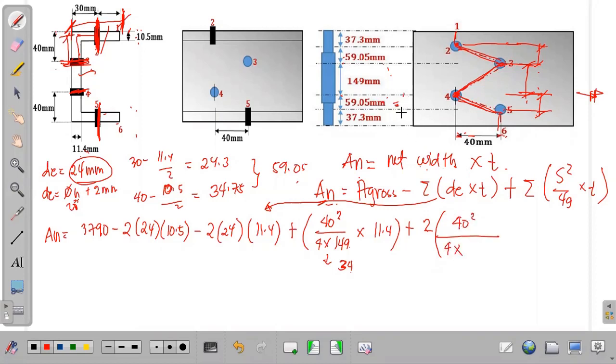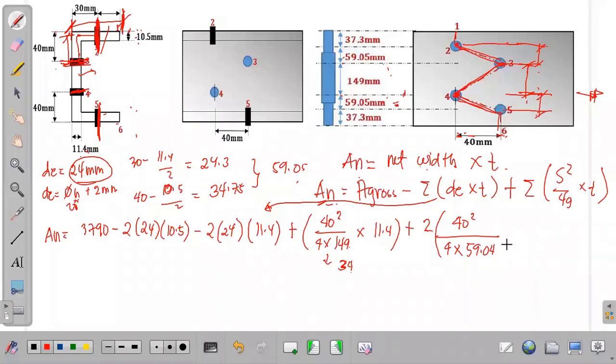This is 59 point. So, we have 40 squared, that is our S. G natin, gauge, 59.05. That is S squared over 4G. Times 2 kasi dalawa. Ano yung magiging thickness natin dito?